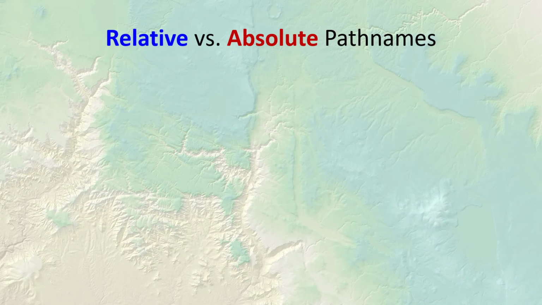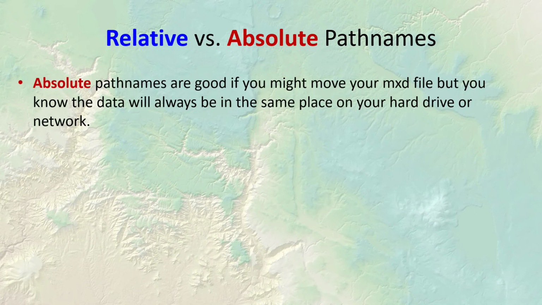Now, either location may be appropriate for you depending on your data organization. Absolute path names are best if you expect to move an MXD on your hard drive, but don't expect to move the data. You've got the MXD on your C drive and all your data is on your D drive, and all you want to do is copy the MXD from your C to your D drive. Well, your data is still on the D drive and the map document knows where to find it. Absolute path names are also better if you share MXDs with other people and those other people all have access to the same spatial data in the exact same location. And you might get this if everybody in your organization has the same network drive.